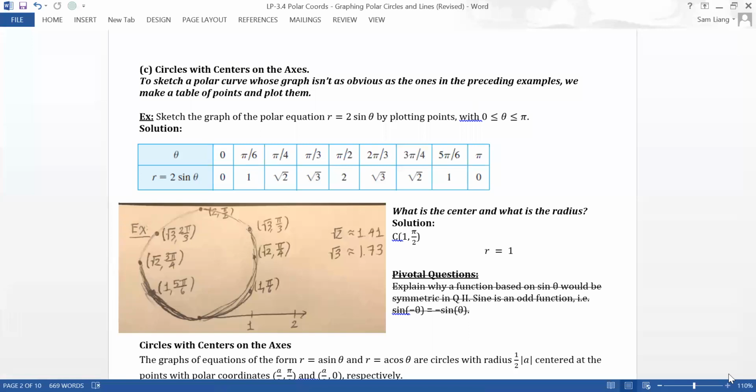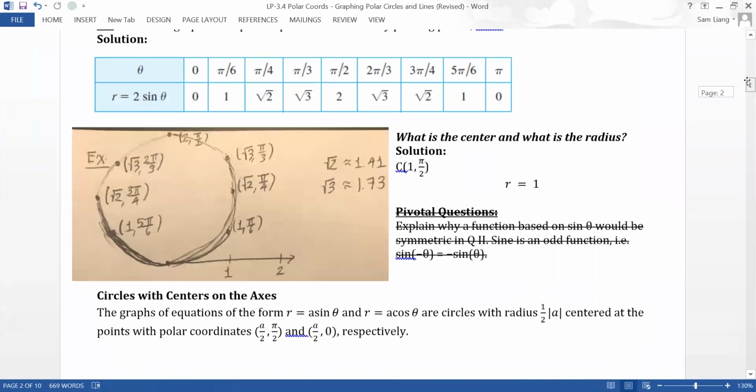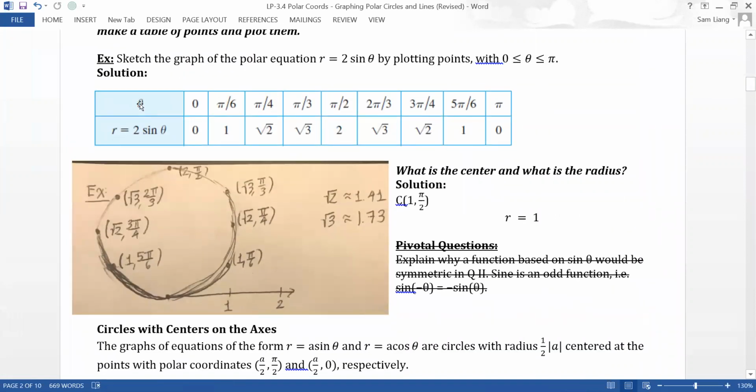So here's my table of values. It's going to be 0 to pi. Remember theta is the independent variable, and then r is what we get out. Plugging 0 into 2 sine theta, we get 2 times sine of 0, which is 0. Next we have pi over 6. Sine of 30 degrees is 1/2, so we get 1/2 times 2, that's 1. Next we have sine of pi over 4, which is sine of 45 degrees, root 2 over 2. So we get root 2 over 2 times 2, which is root 2. And so on and so forth.